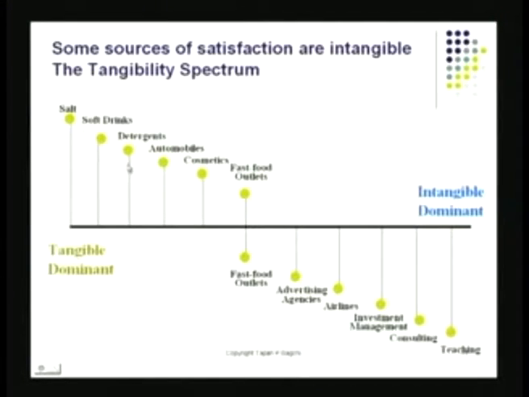Soft drinks, salt, detergents, and so on, they are also providing me some sort of satisfaction. They are provisions that I use, and they are tangible dominant. The tangible product itself is the dominating thing. As you slowly move toward the right, you'll find cosmetics, and so on, fast food outlets. The moment you come to fast food outlets, it's a combination of the tangible product and also the service that is provided, the quickness with which service is provided, the accuracy with which they check your change and so on and so forth, and the care that they show when you show up at the counter, for example.